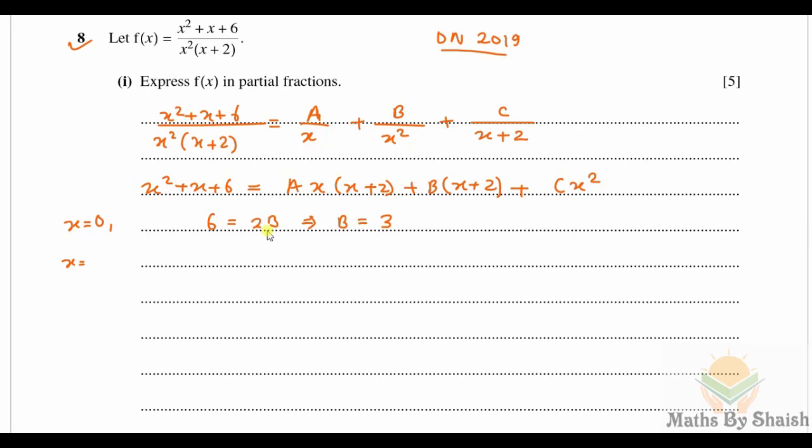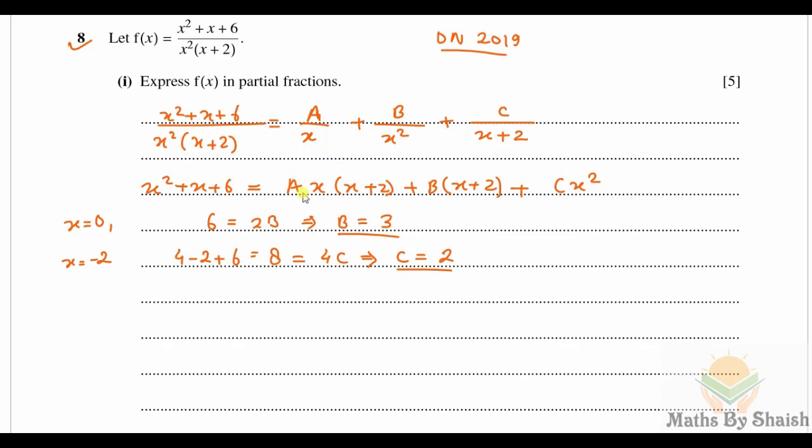Now we'll replace x with minus 2, because earlier I got rid of the terms with x, and if x is 0 they vanish completely. This time I need to get rid of A and B, so I'll put x equal to minus 2. The left side is 4 minus 2 plus 6, which is 2 plus 6, 8. The right hand side is 4C. So we get C equal to 2. Now we have B and C.